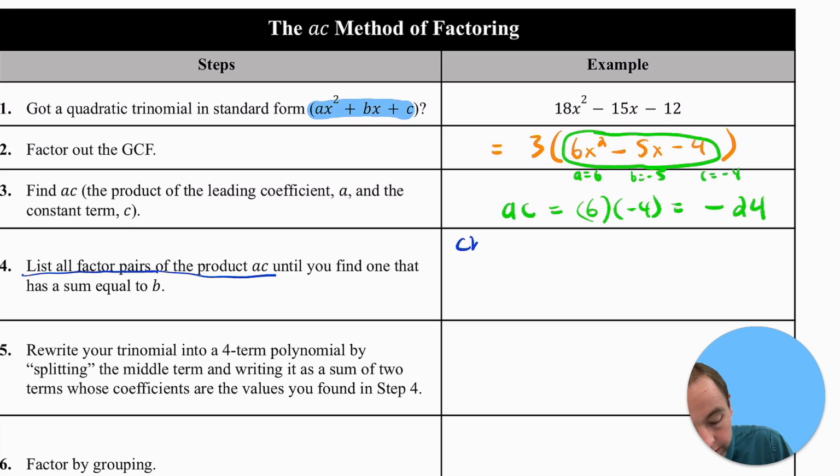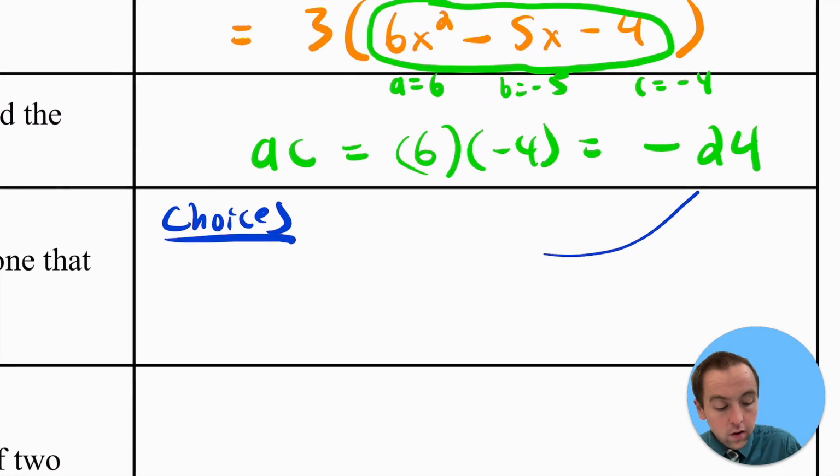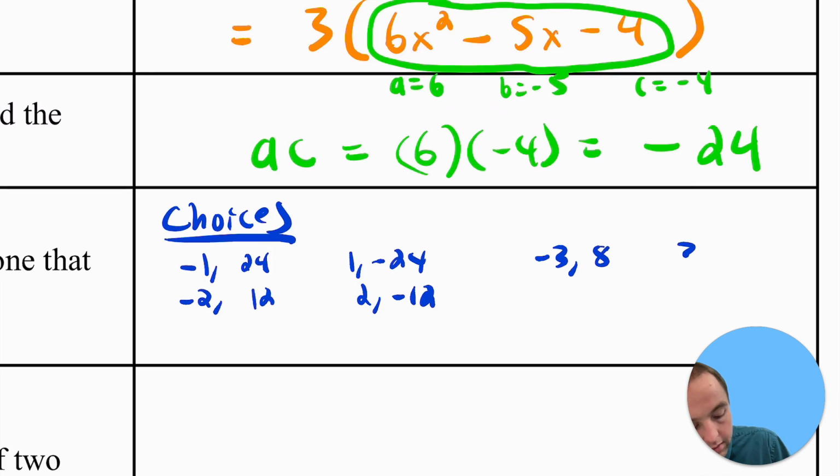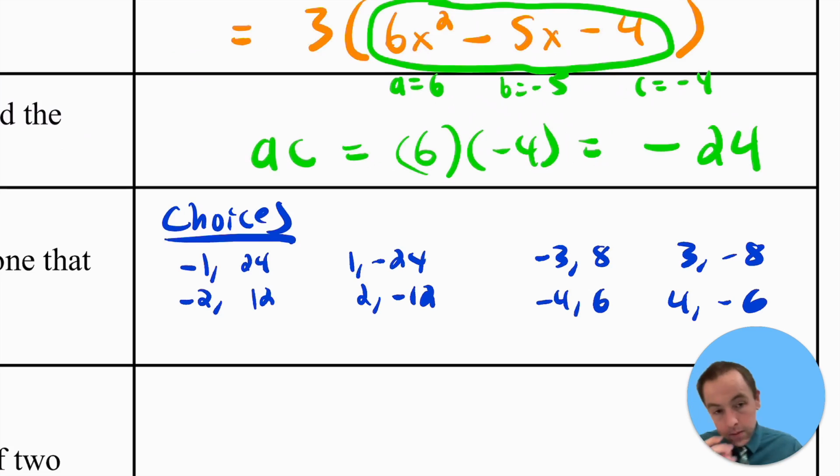So let me start with the first part that I just underlined. Let's find all of the factor pairs of AC. These are going to be our choices. We want to think about all the factors that will multiply to equal negative 24. So our options could be negative 1 times 24, or 1 times negative 24. We also have negative 2 times 12, or 2 times negative 12. We can do negative 3 times 8, or 3 times negative 8. We can also do negative 4 times 6, or 4 times negative 6. Those would be all of the possible options.